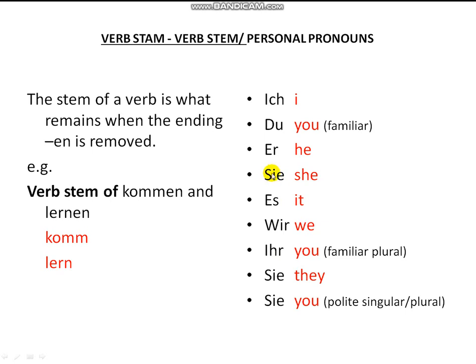You can see that they are all in capital letters, but the first two, she and they, are supposed to be small letters unless they are beginning a sentence. But the last one, Sie, is always capitalized, whether it's beginning a sentence, in the middle of a sentence, or at the end of a sentence. So these are the personal pronouns in German. Let me repeat them again without the translation. Ich, du, sie, es, wir, ihr, sie, and Sie.